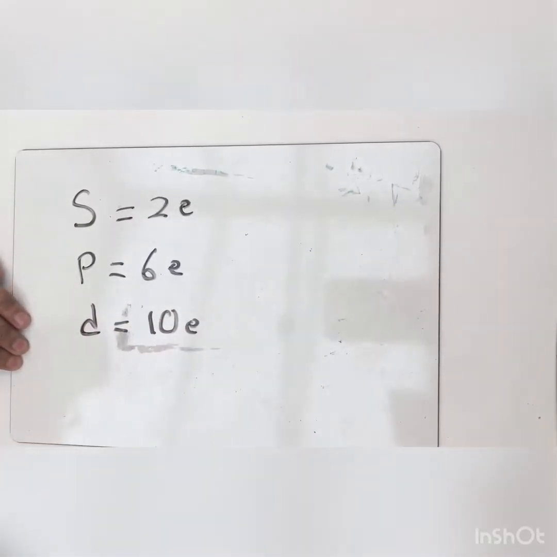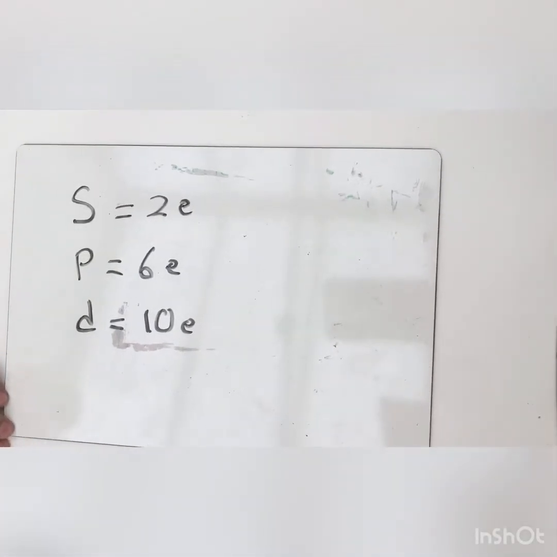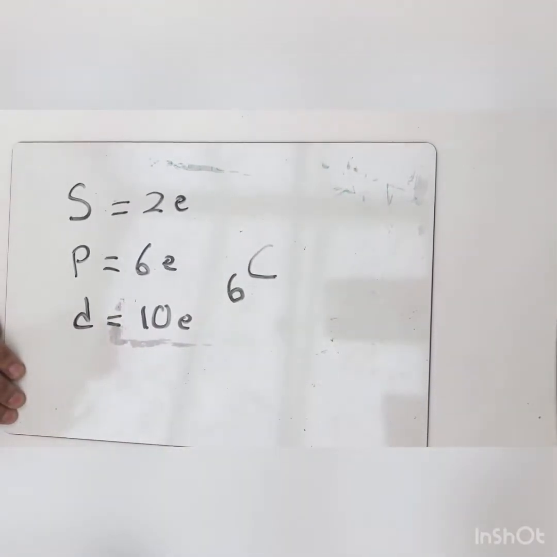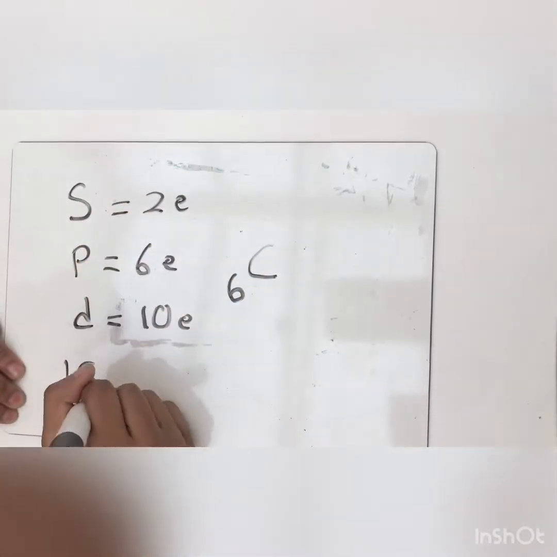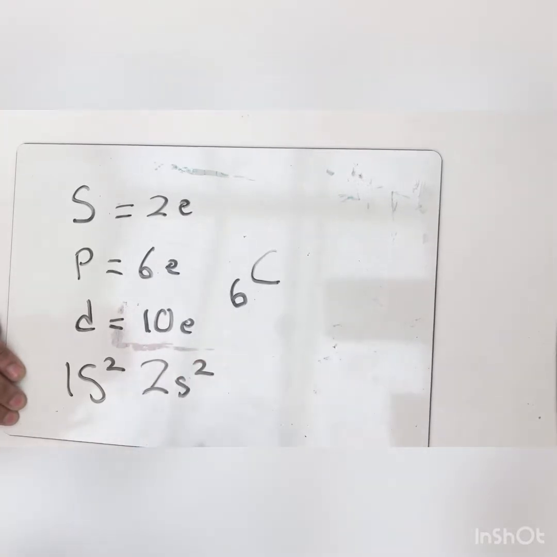To illustrate how electronic configurations are written, an example we could use is carbon. We know carbon has 6 electrons, which like to fill up their subshells in order. So it would be 1s2, 2s2, 2p2.